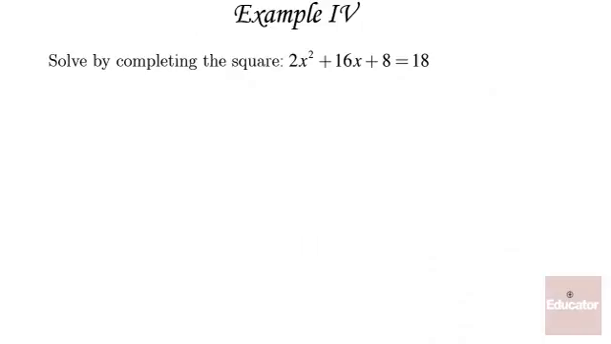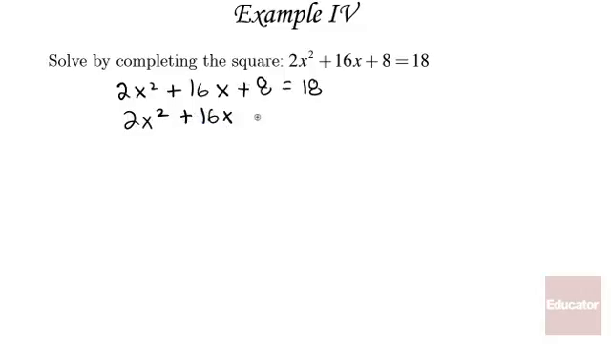Okay, in the fourth example, again, I'm asked to solve by completing the square, but this time I have a leading coefficient of 2. So I'm going to divide everything by 2. First, let's go ahead and put the constants on the right, the variables on the left, so that we have it in the correct form to complete the square. And that's going to give me 2x squared plus 16x, subtract 8 from both sides, equals 10.